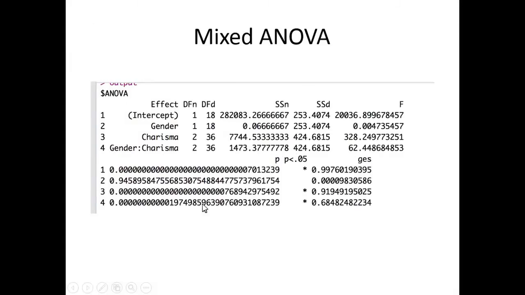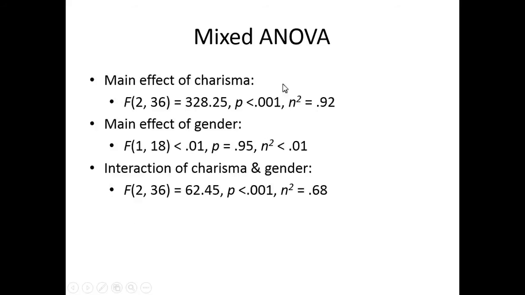But if I look at these, gender is not significant, so there's no difference in overall ratings between genders. Charisma is significant, which we expected. We expect there to be a linear trend, right? Low should be the lowest and high should be the highest. But then there's also an interaction, because otherwise why are we doing this example, between gender and charisma. So I wrote all those out for you guys.